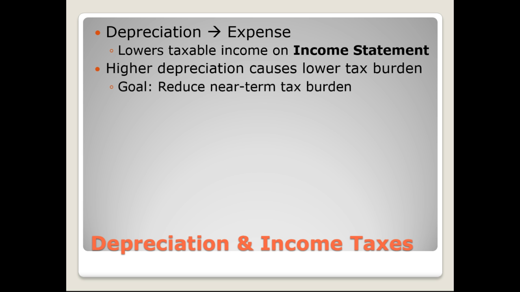So, if a company's goal is to reduce their tax burden in the early years and they've just bought a whole bunch of depreciable assets, then they might use the declining balance method so that they can increase the depreciation expense in the early years.